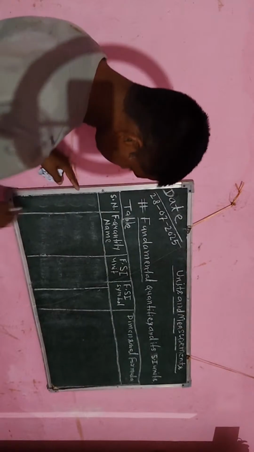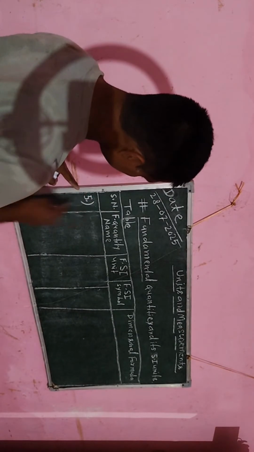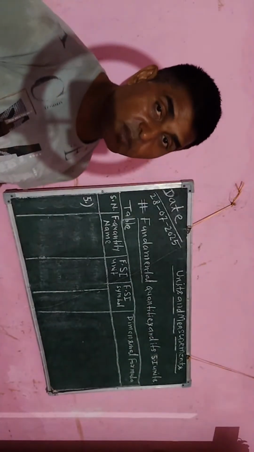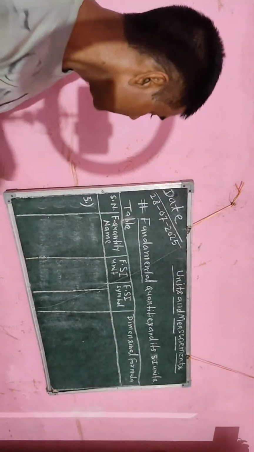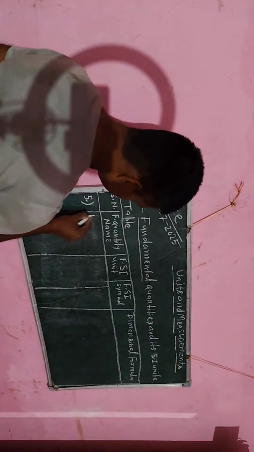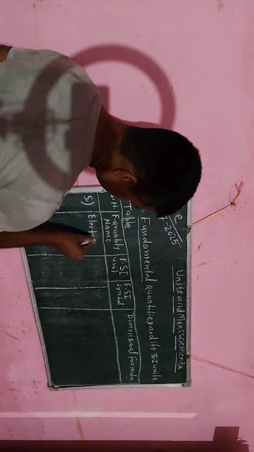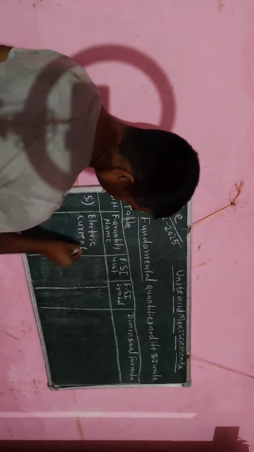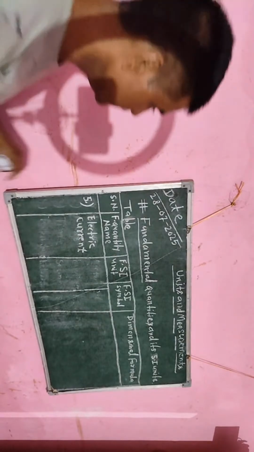Now here I am going to write point number 5. This is the serial number 5. Now in serial number 5 I have to explain the concept of electric current. Electric current, and its fundamental SI unit will be ampere.